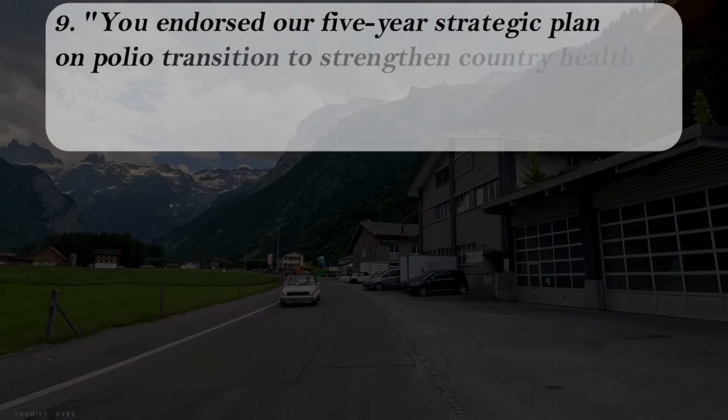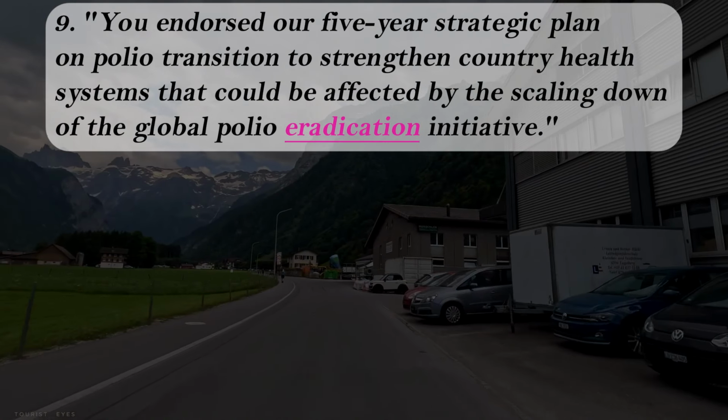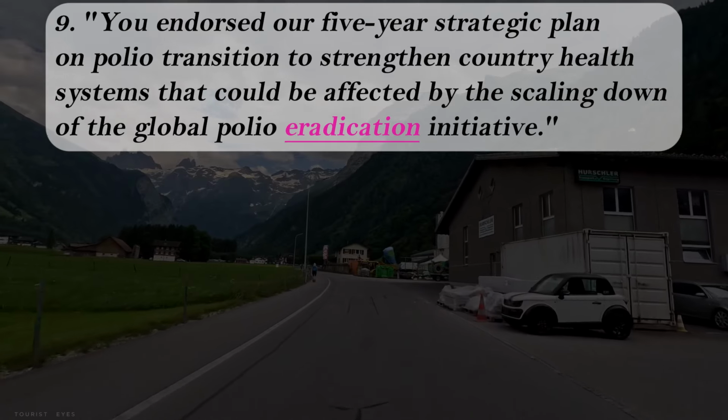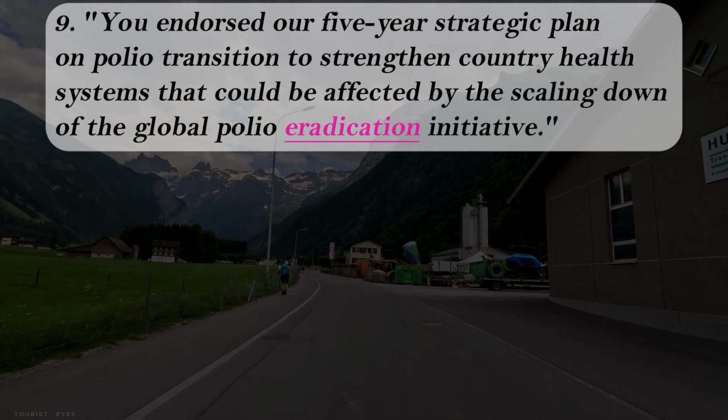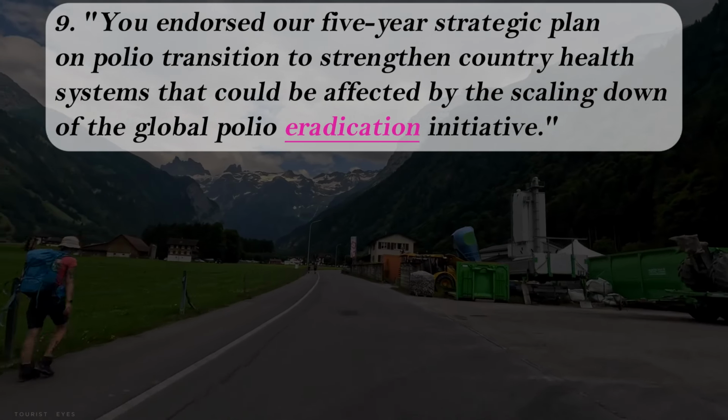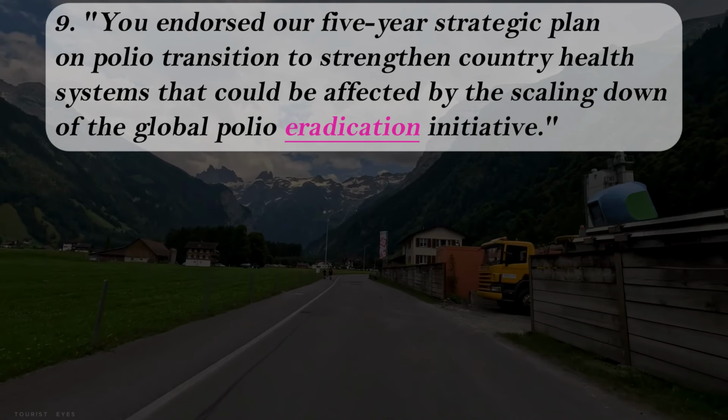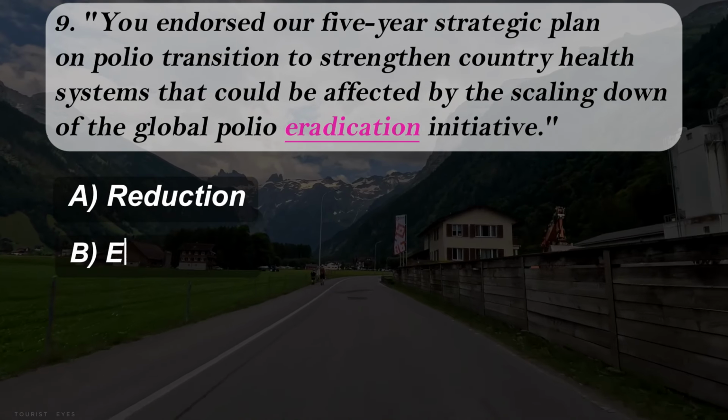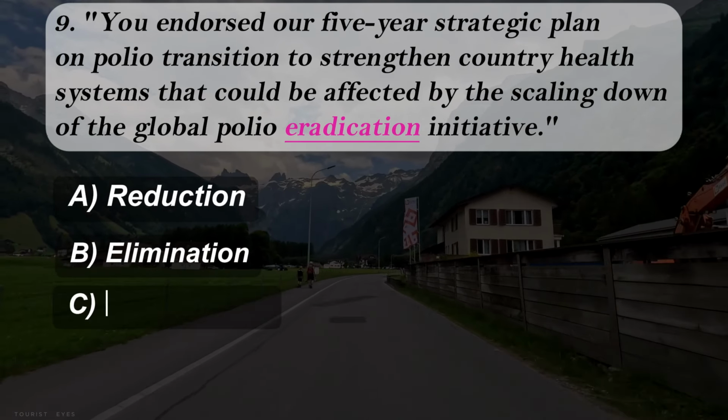9. You endorsed our 5-year strategic plan on polio transition to strengthen country health systems that could be affected by the scaling down of the global polio eradication initiative. A. Reduction. B. Elimination. C. Preservation. D. Expansion. The correct answer is B. Elimination, because eradication refers to completely removing or eliminating something.